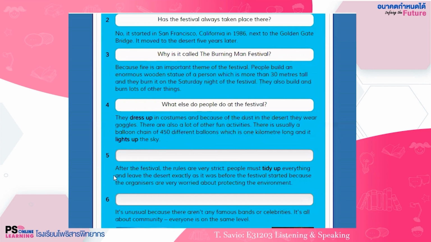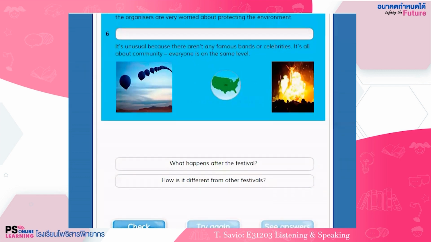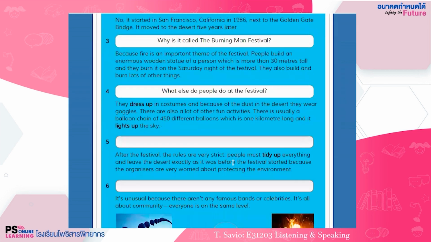Number 5, after the festival, the rules are very strict. People must tidy up everything. What happens after the festival? After the festival, the rules are very strict. People must tidy up everything and leave the desert exactly as it was before the festival started, because the organizers are very worried about protecting the environment.